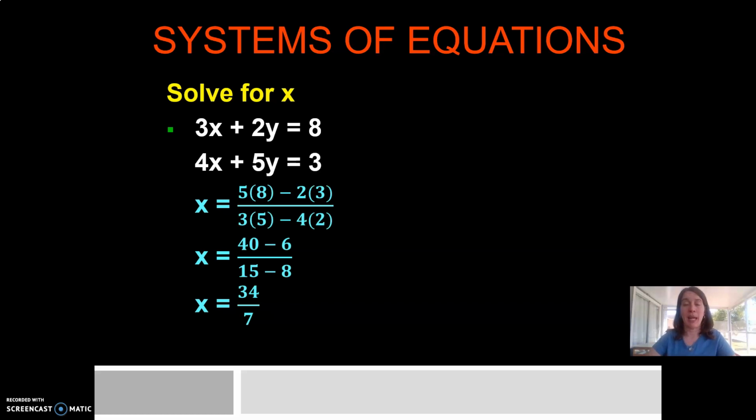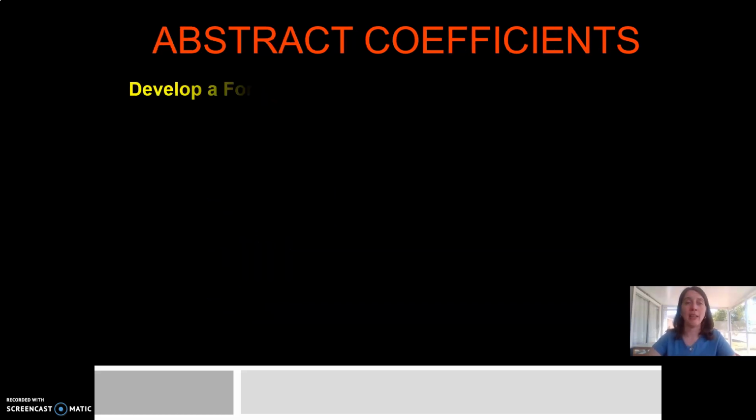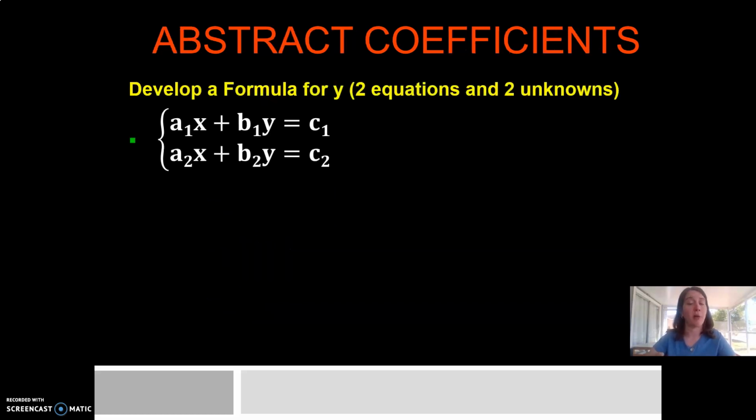Now, we just noticed that we had a formula for x. So let's go ahead and look at how do we correctly develop the formula for y. Then we'll actually go back and do the exact same system and solve that one for y. If my job is to solve for y, that means I need to get rid of the x. So the first equation is going to have to be multiplied by a2, because that's what the second equation has in front of the x. And the second equation will have to get multiplied by negative a1. The a1, because that's what the first equation has, and then negative, so I have my opposites.